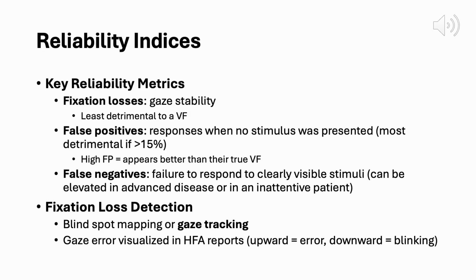Let's take a closer look at how we assess the reliability of a visual field test. There are three main reliability metrics: fixation losses, false positives, and false negatives. Fixation losses reflect gaze stability. This is the least concerning of the three because it's more forgiving. Minor losses don't usually compromise the test's accuracy too much.